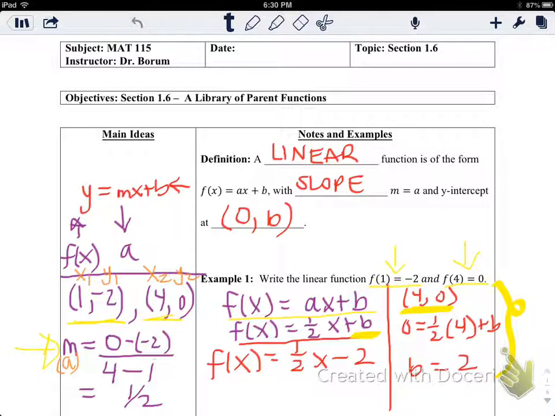All right, so 0 equals 1/2 times 4 plus b, and you can double check again to make sure b is going to equal -2. And so then we have our linear function: f of x equals 1/2 x minus 2.